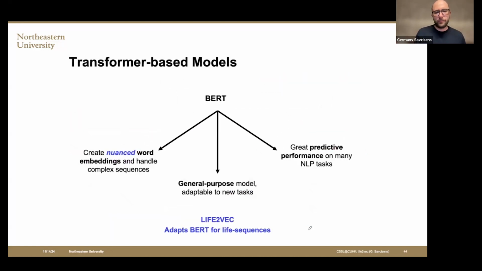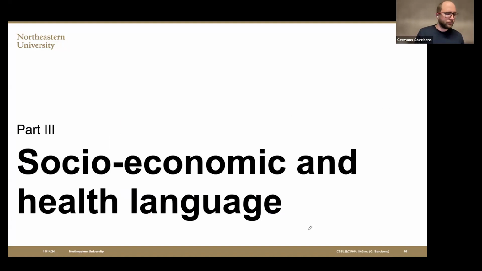And as I said already, BERT is the backbone of life2vec because of all these capabilities that we were looking for: the fact that it provides some kind of general purpose understanding of the objects that we use, like words or tokens, and that it provides such great performance. We thought that it would be interesting to see how we can adapt that idea, but for life trajectories.